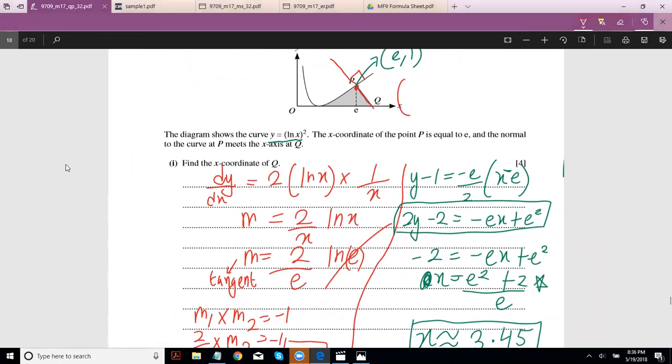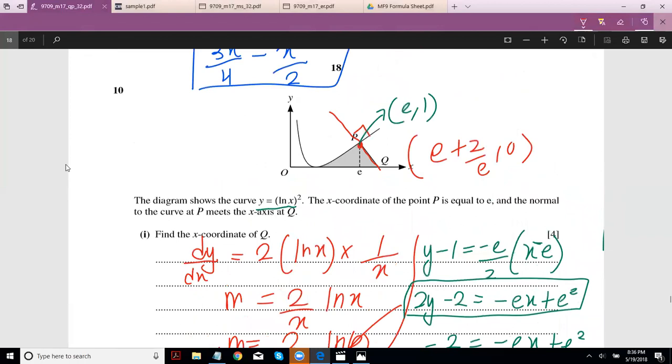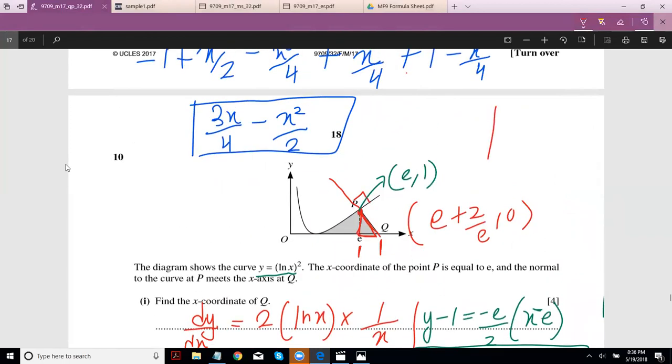So Q would be, I can write it as this. I can even split it up and write it as e plus 2 upon e, and 0. They want the shaded area. Now you can find out this area very easily. If this is e and this is e plus 2 upon e, then this particular base is e plus 2 upon e minus e.